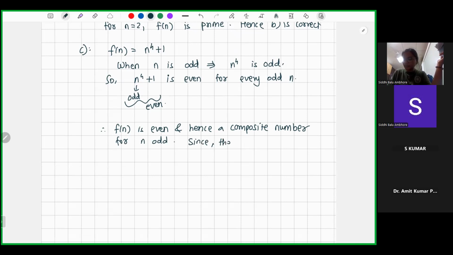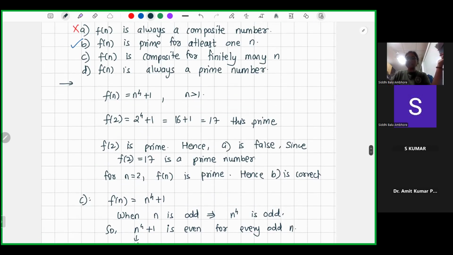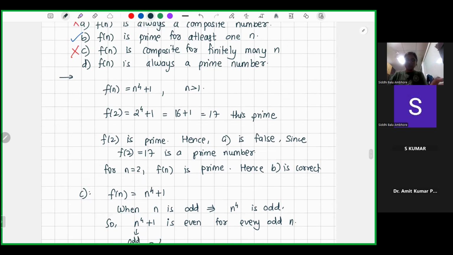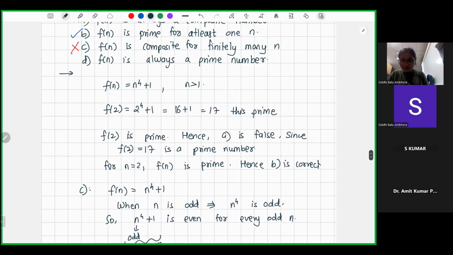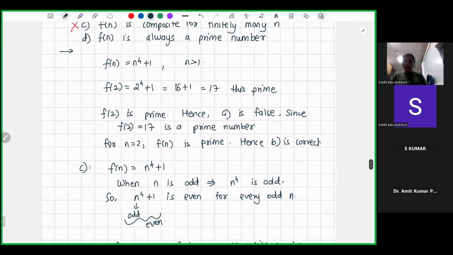And since there are infinitely many odd numbers, we get that f of n is composite for infinitely many n. So this statement that f of n is composite for finitely many n is wrong. Okay, so this is not true. We got that for each odd n, f of n is always composite, it is an even number. Is this clear? Please write it in the chat that you are following or if there is any doubt. Okay, and the last one is f of n is always a prime number. So can you guess, will f of n always be a prime number?